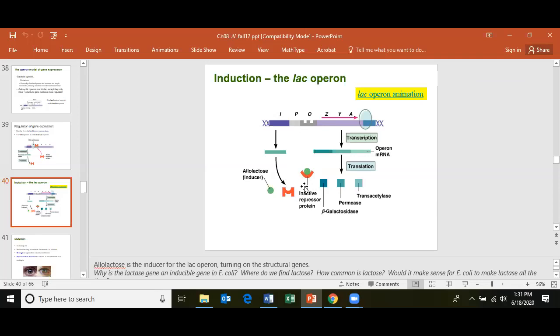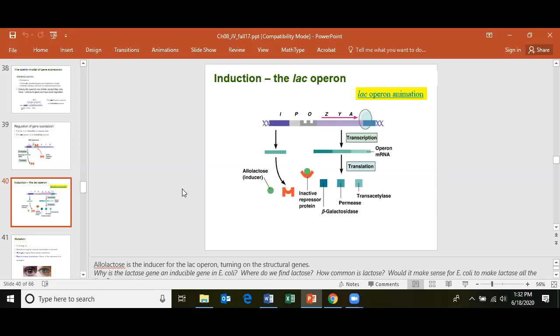So the question is, I've never had a student ask that. That's actually a very good question. What happens to this? And that is when allolactose becomes rare in the cell, it starts falling off the repressor protein, and then there's not enough allolactose around to bind to the repressor protein, so it'll bind to the operator. All right, any questions about that?